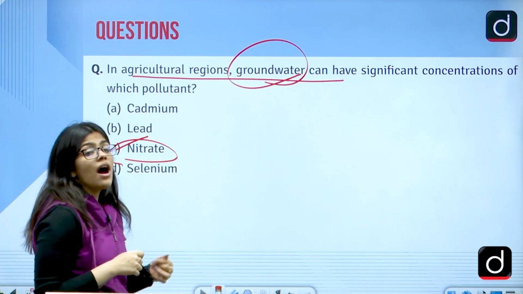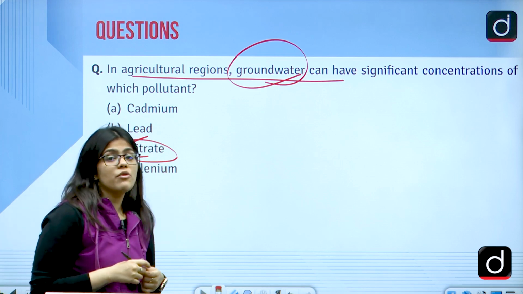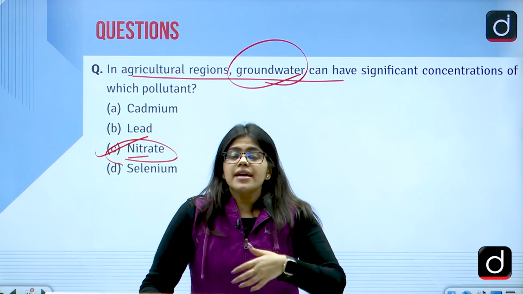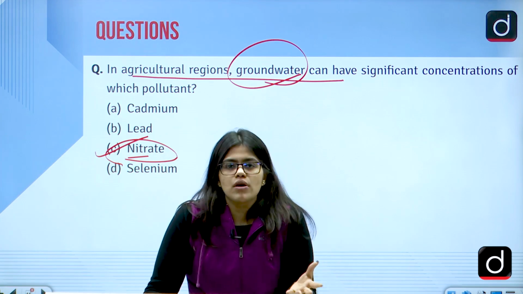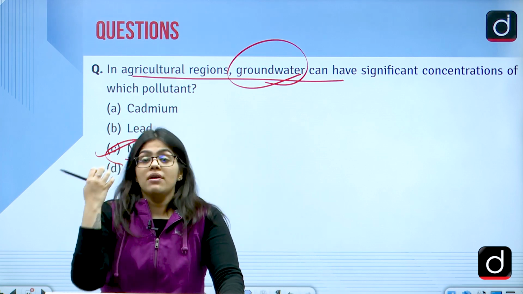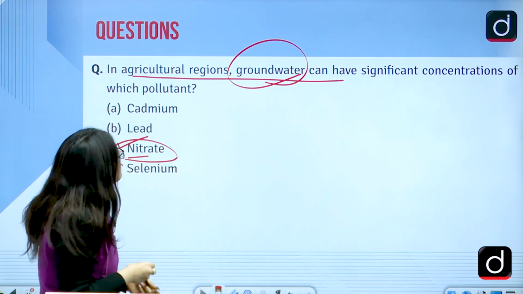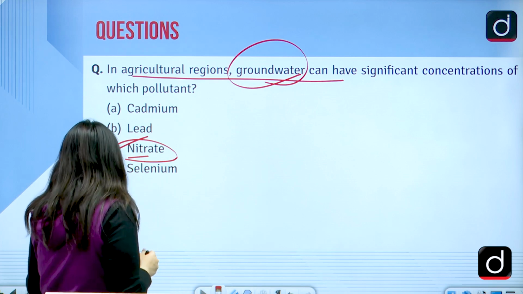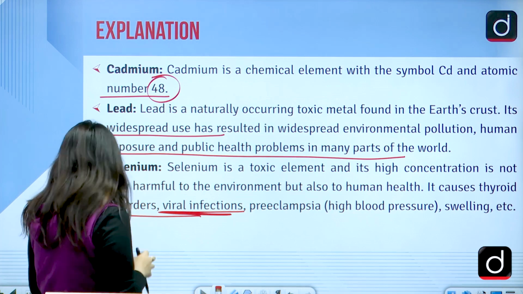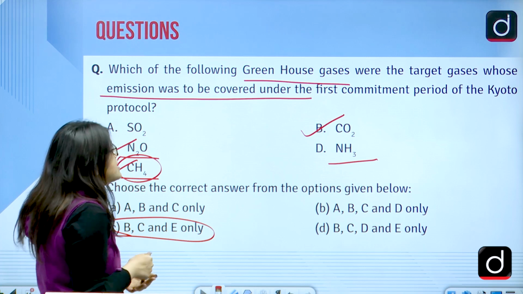Then we discussed how there is always the presence of nitrate whenever we talk about farming, because leaching can happen, and an excess amount of water can also cause a lot of problems. Excess usage of fertilizers can cause a lot of problems in the agriculture area. And what can happen is that there can be a significant concentration of nitrate, which can cause a lot of pollution in your groundwater.